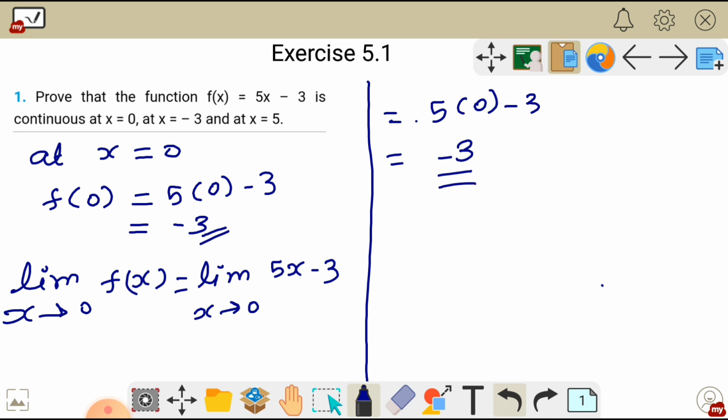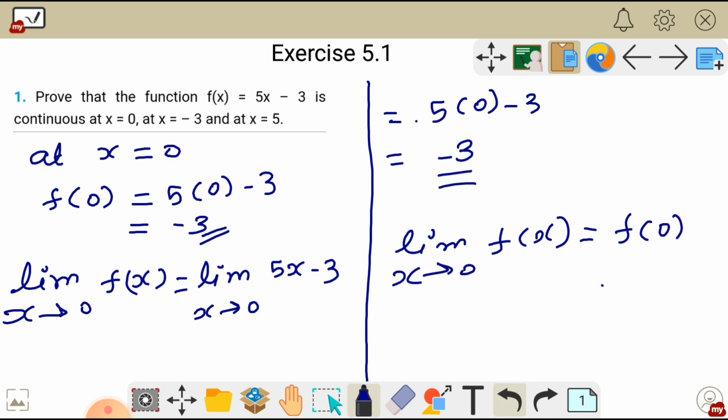So as you can see, both are equal. The limit and the function at 0 are both equal. So we can write the limit as x tends to 0 of f of x equals f of 0, right? So we can say that the function is continuous at x equals 0. Similarly, we can prove it for x equals minus 3 and x equals 5.